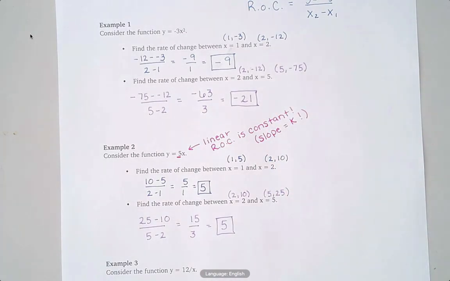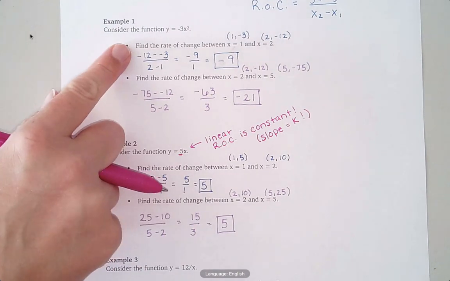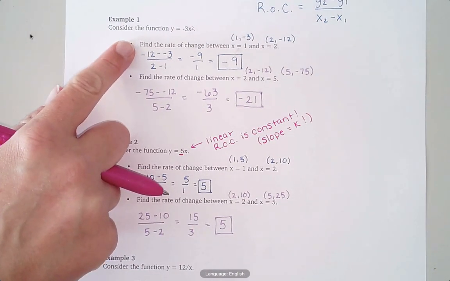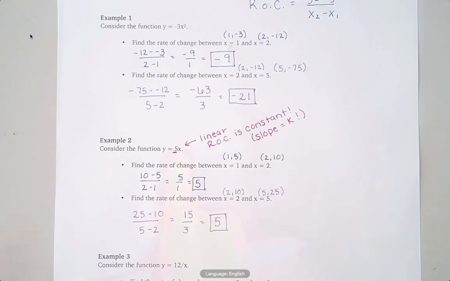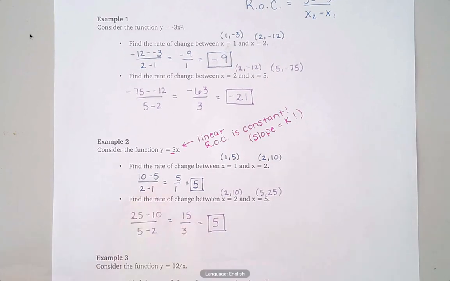Notice that didn't happen up here because you had a square in the equation. But anytime you're working with a linear equation, you should be able to tell me the rate of change just by looking at the equation. So that should actually save you some time. You shouldn't have to go through that calculation. But if you forget or you just don't want to rely on knowing that, you can do this process every time, and that's fine.